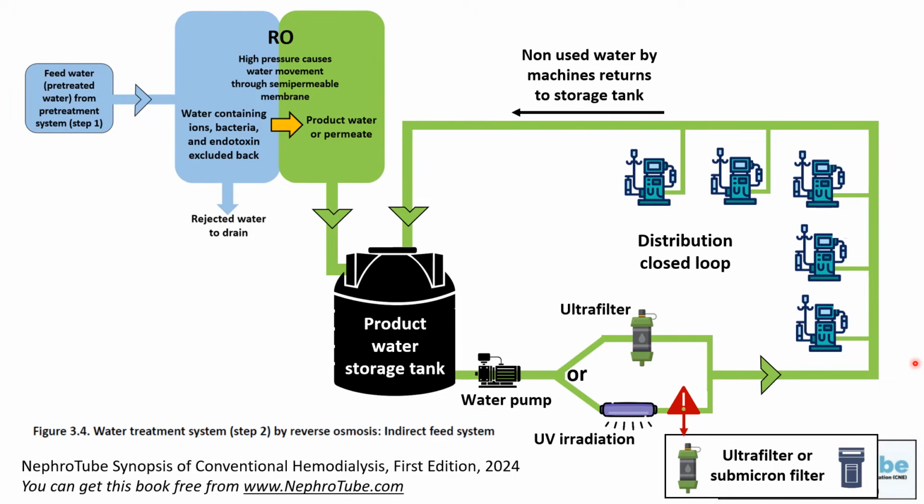In some units, and I think this is an important point, they put submicron filters in the way of the water that is not used by the machines to clear any contamination that may occur to the water through its moving in the pipes of the distribution system.